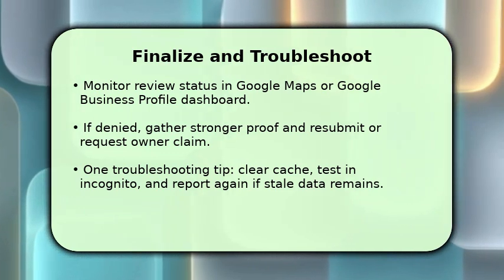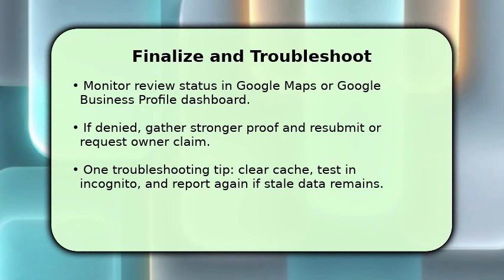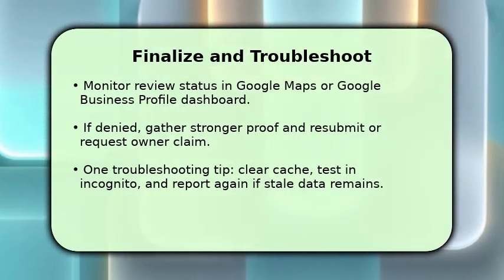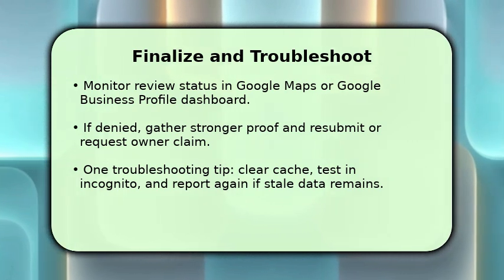Make sure to clear your app cache or view in incognito to confirm changes. Sometimes cache tiles show old info. If stale data persists after approval, resubmit the report and include screenshots showing the current incorrect map view.